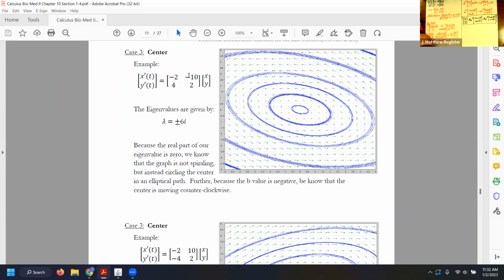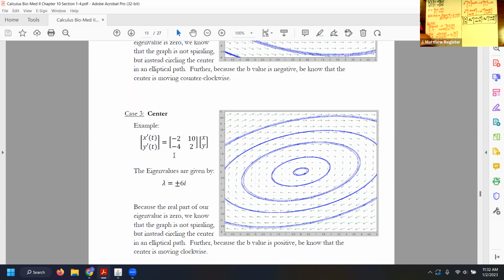Because the B value here is negative, we know that it is going to be going in a counterclockwise direction. For this one, it is going in a clockwise direction because that value is a positive 10.